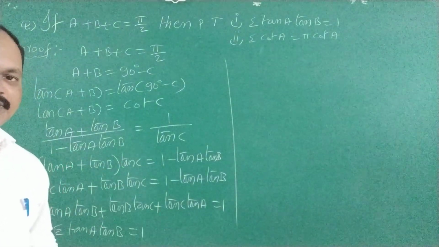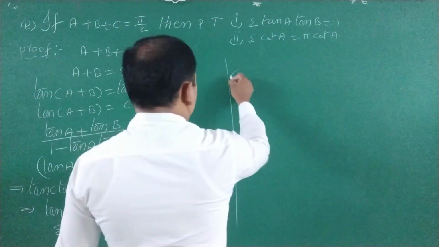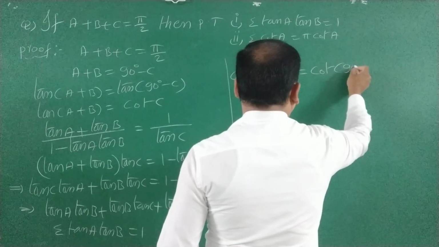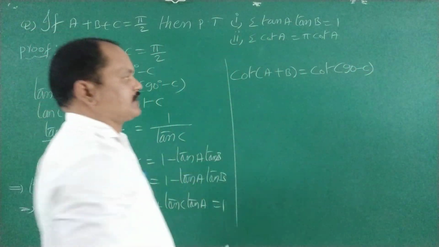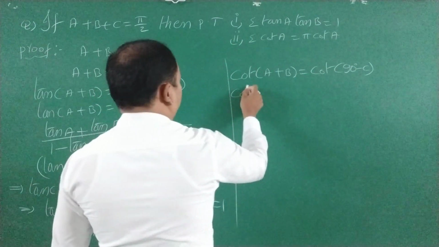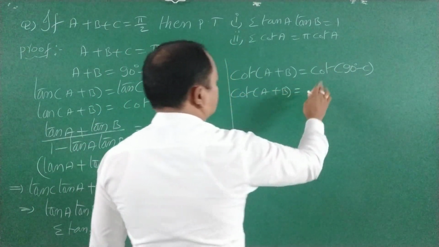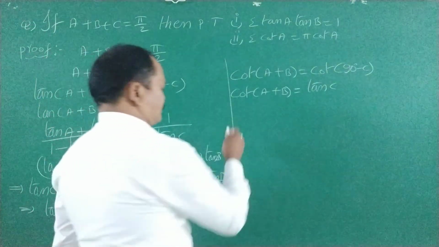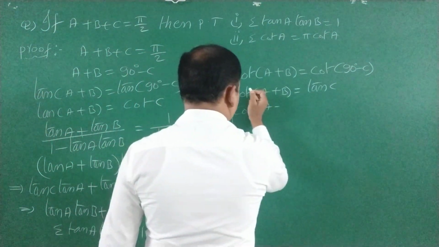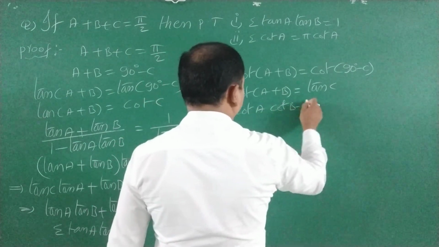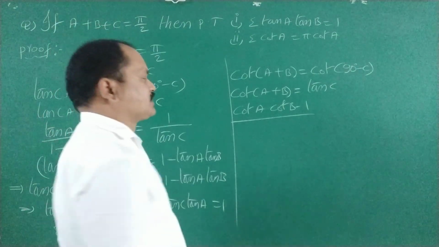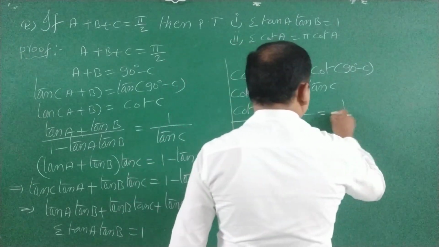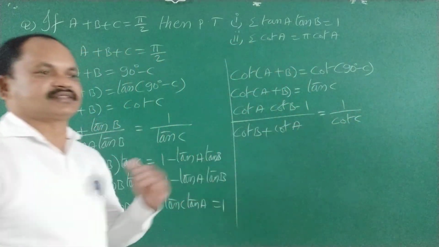Now we have to find in terms of cot. So take cot on both sides. Now cot of A plus B is equal to cot of 90 minus C. Cot of 90 minus C is tan C. Now from the cot of A plus B formula, cot A cot B minus 1 by cot B plus cot A is equal to 1 by cot C. So tan C is nothing but 1 by cot C.